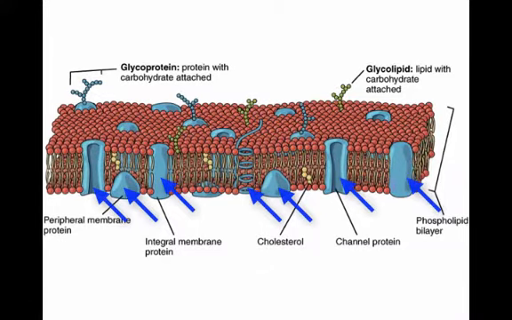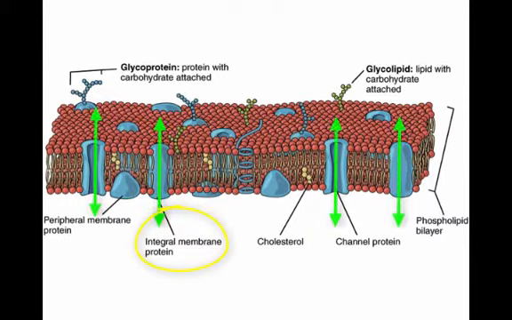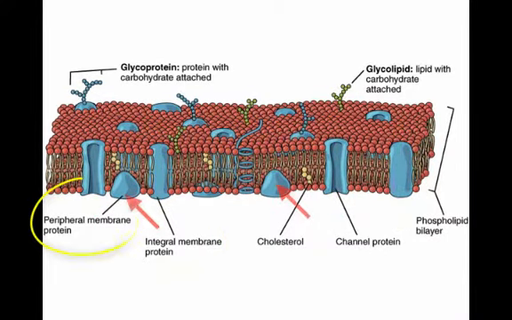Proteins are embedded in the phospholipid bilayer. These proteins can either be integral proteins or peripheral proteins. The integral proteins extend all the way through the phospholipid bilayer so that one end touches the extracellular fluid and the other end touches the intracellular fluid. The peripheral proteins, in contrast, are bound to either the inner or the outer surface of the membrane, but do not extend through the membrane.